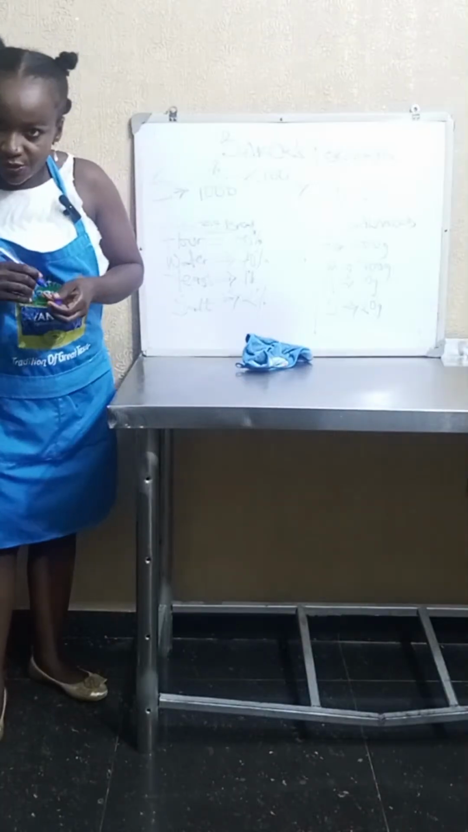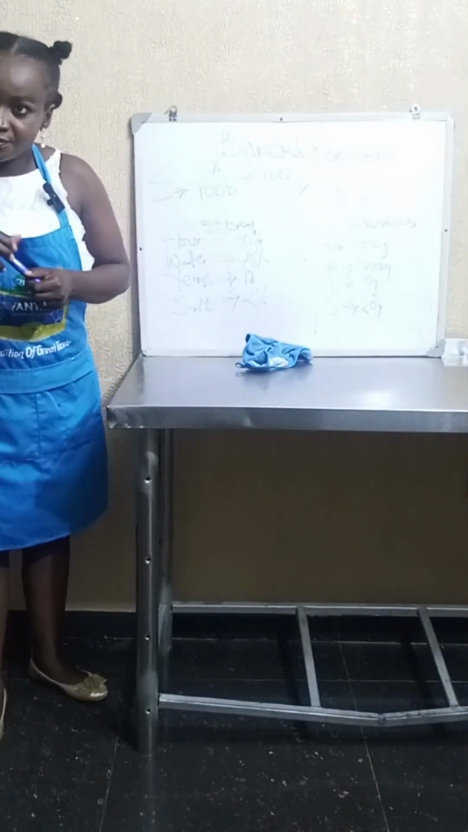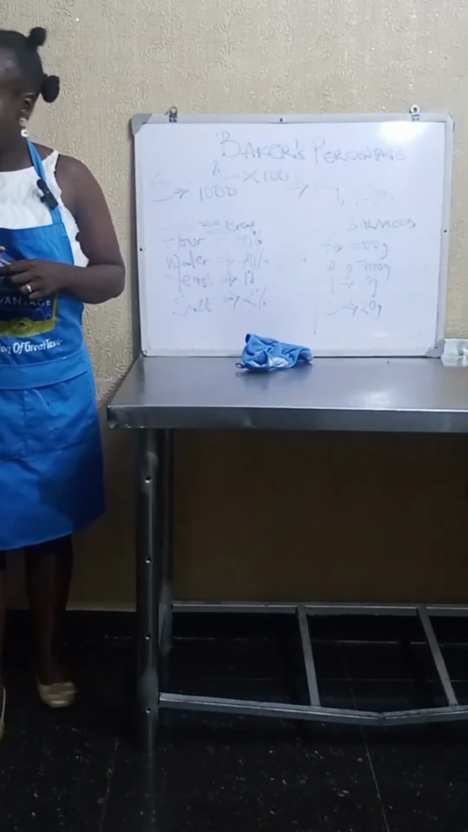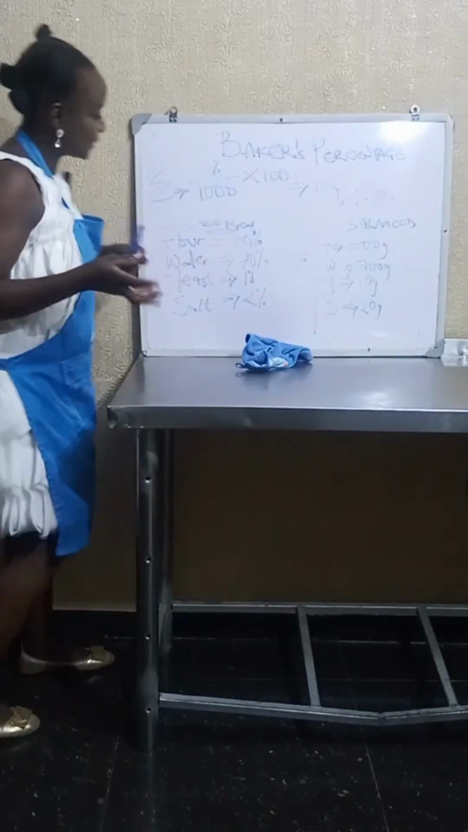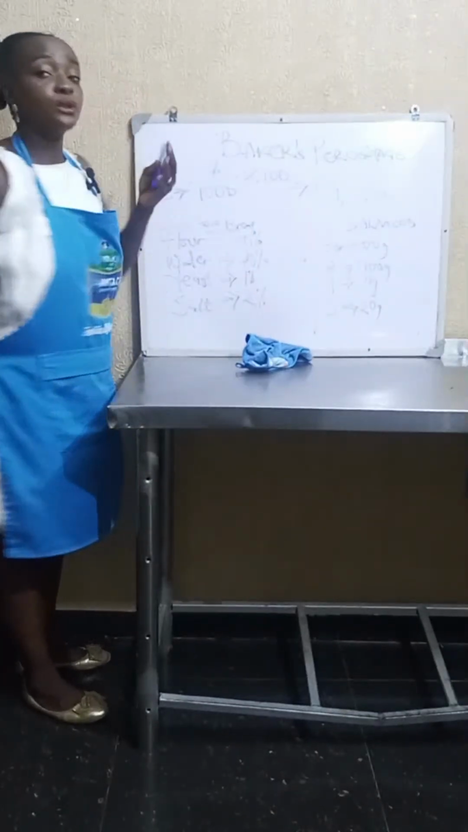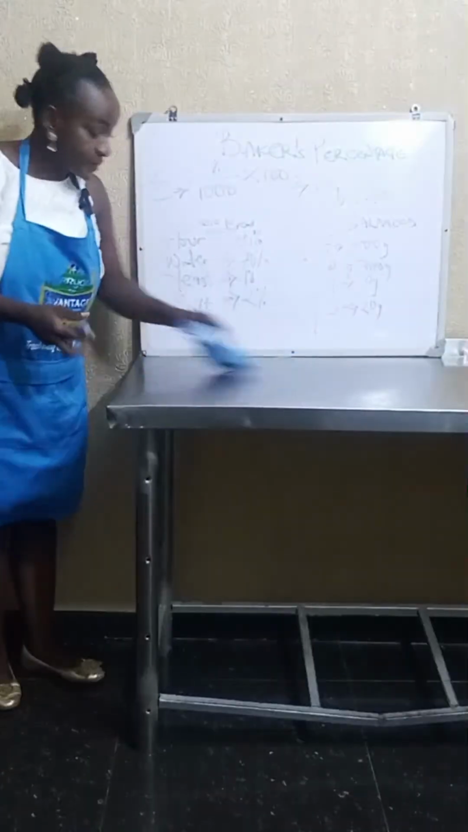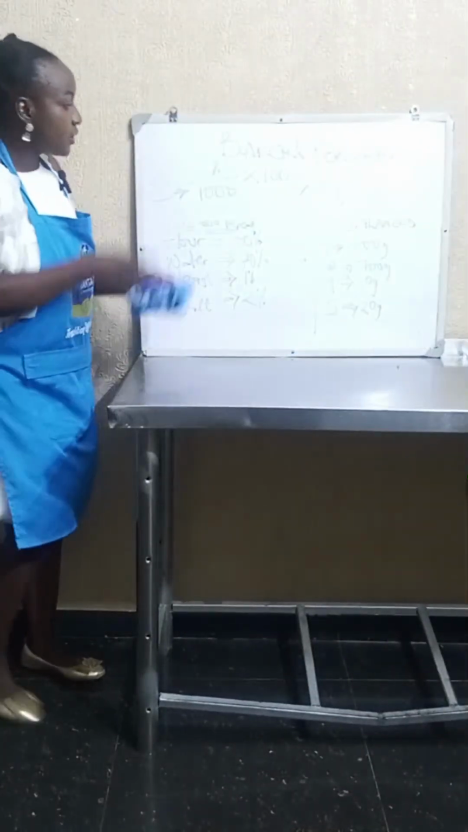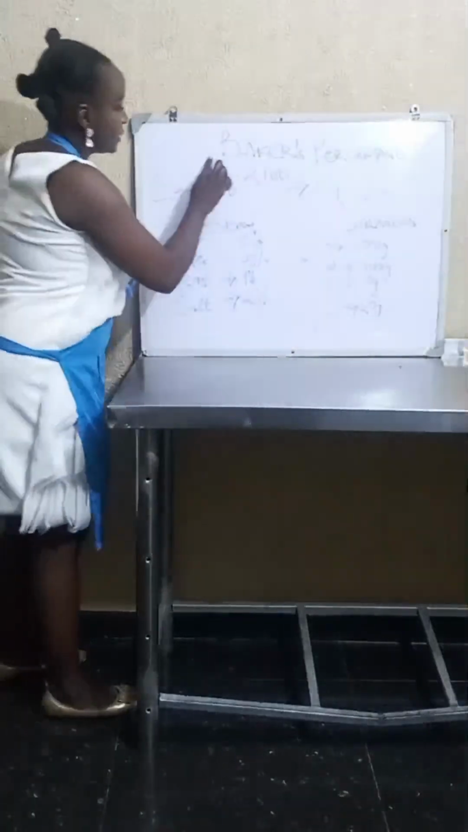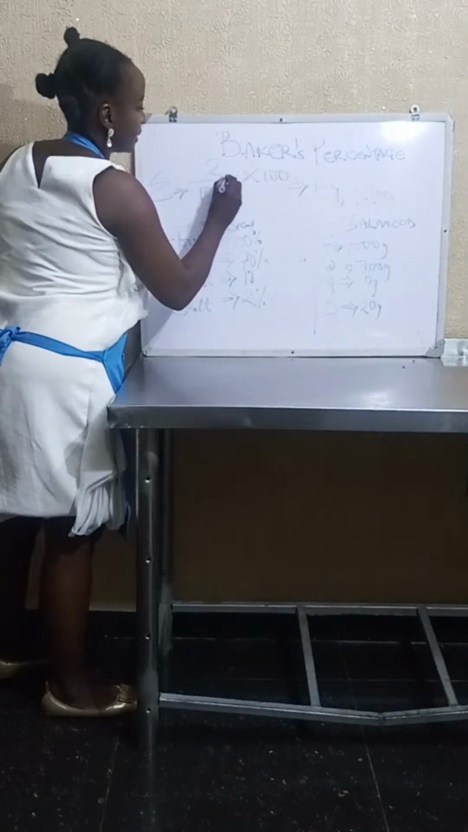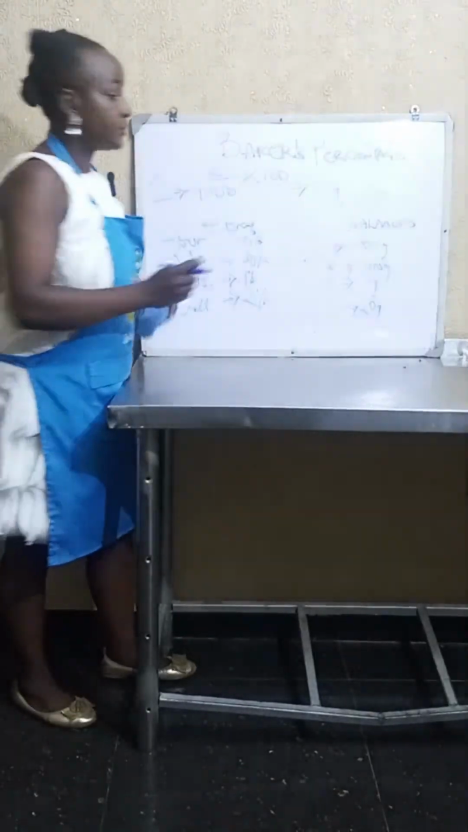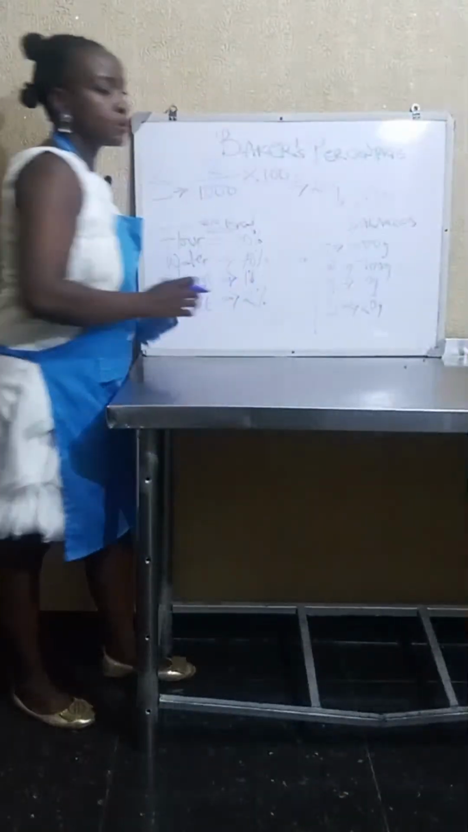At this point, are there any questions? Can I continue? All right. So let's say you now want to measure for salt. We know that the percentage for salt is 2%, right? All you need to do at this point is to say, okay, 2 divided by 100 multiplied by 1000 gives you 20 grams for salt.